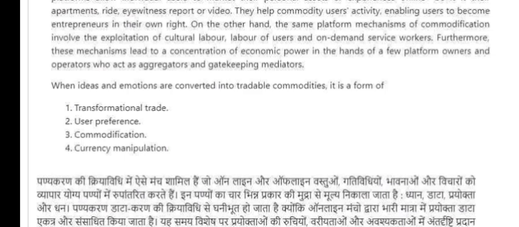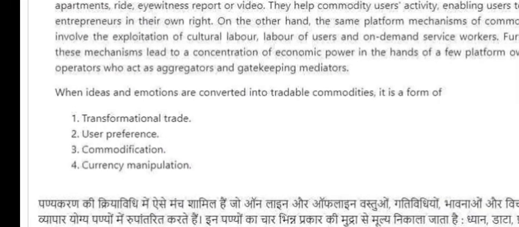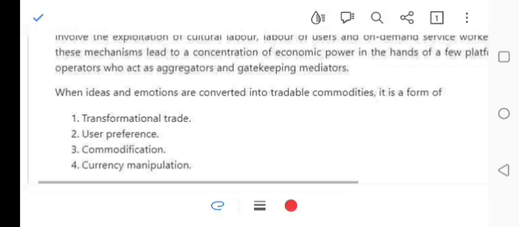So now the first question that we have got is, what ideas and emotions are converted into tradable commodities? It is a form of: transformational trade, user preference, commodification, currency manipulation. So it will be commodification.